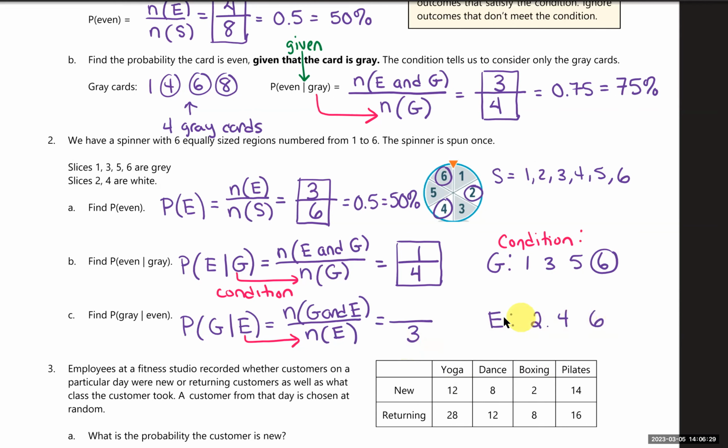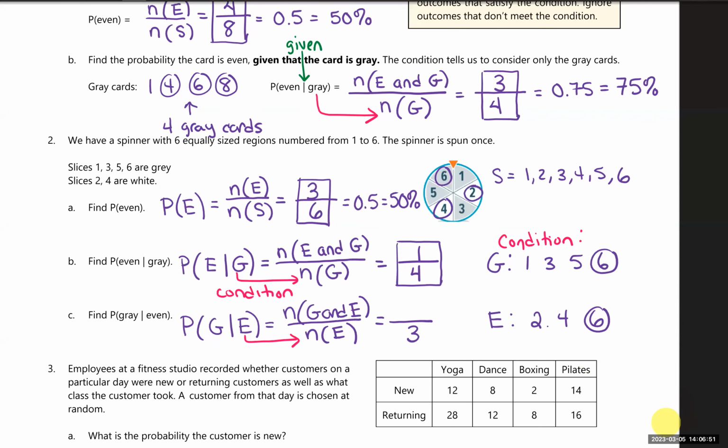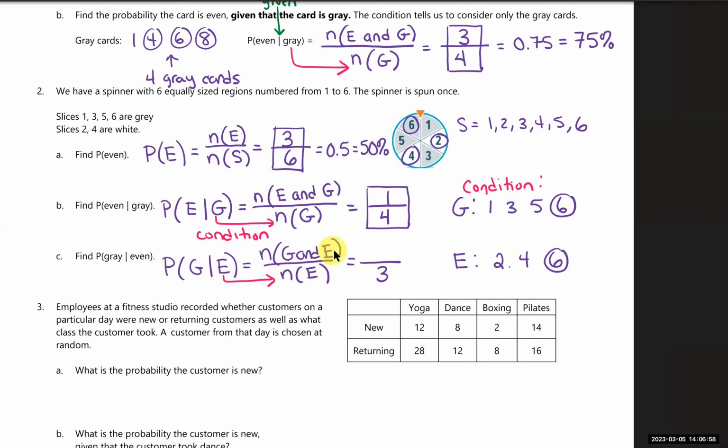And among those 3 even slices, the ones that are gray, 6 is the only one that is gray. Oops, sorry. All right, well, that was awkward, but I'm back. Okay, gray and even, yep, 1. So 1 out of the 3 evens is also gray.